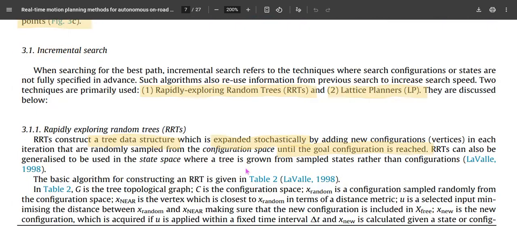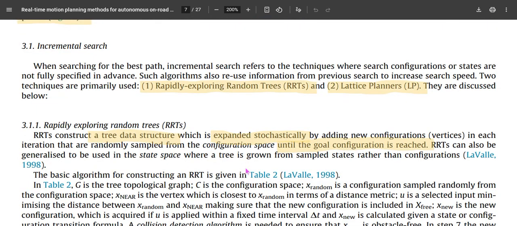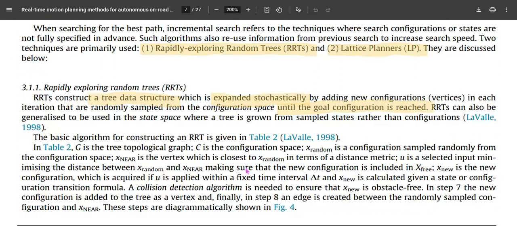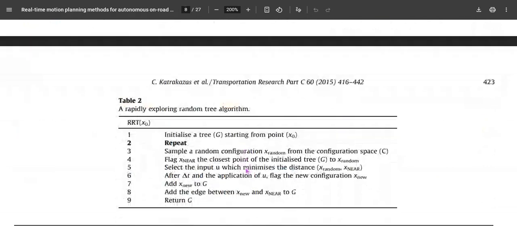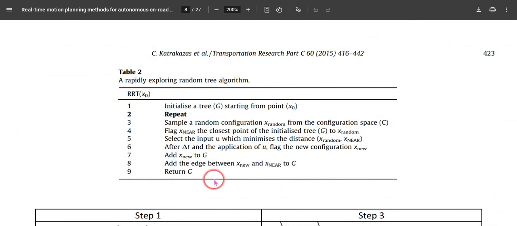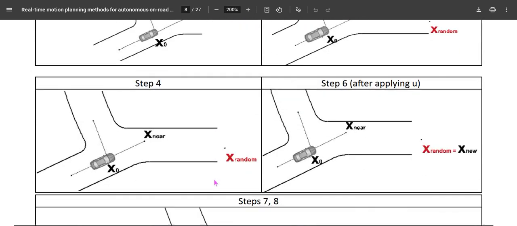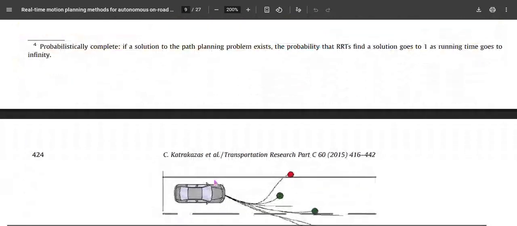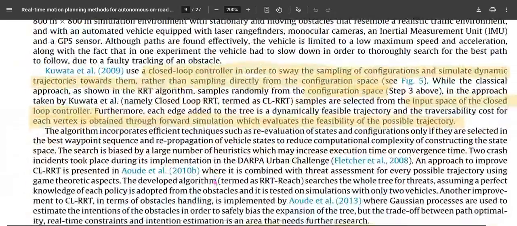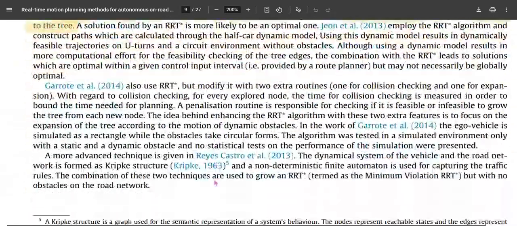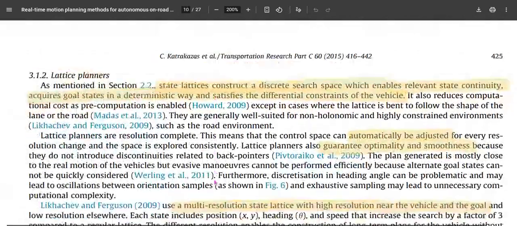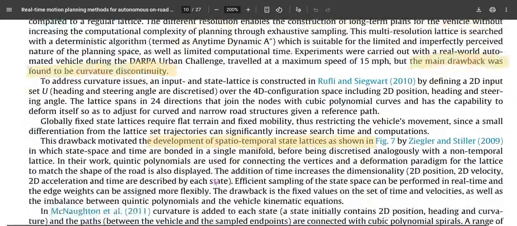This incremental search is broadly of two types, as they have mentioned. One is RRT. The RRT was utilized by an MIT team in the Urban Challenge. We will try to explain deeply the concept behind RRT in future videos. The other one is called lattice planning, where the space is discretized into lattices, and from there planners try to compute the best possible path.